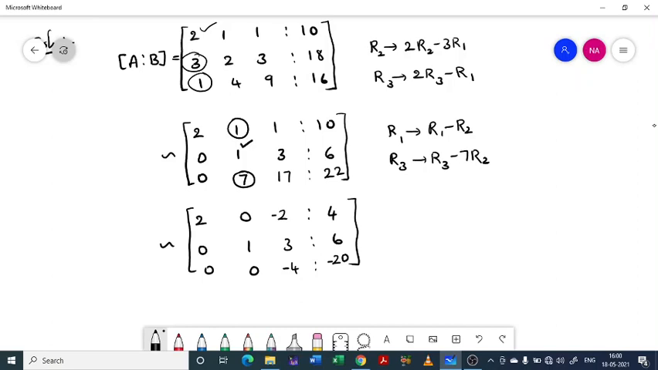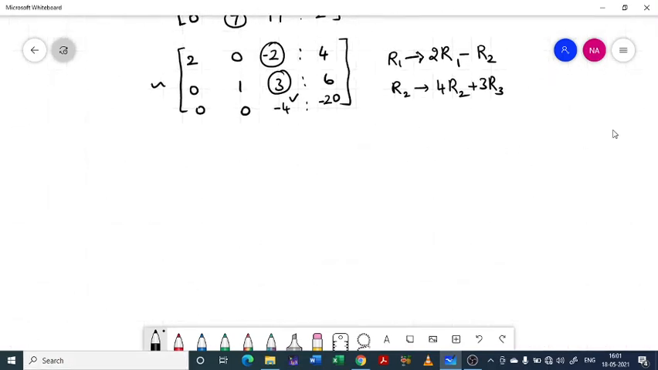Okay, now fixing this entry, we have to make these two 0, applying operation to R1. So R1 changes to 2R1 minus R2, same sign as minus. R2 changes to, LCM is 12, right? R2 changes to 4R2 plus 3R3. Okay, now it is equivalent to applying operation suitably.